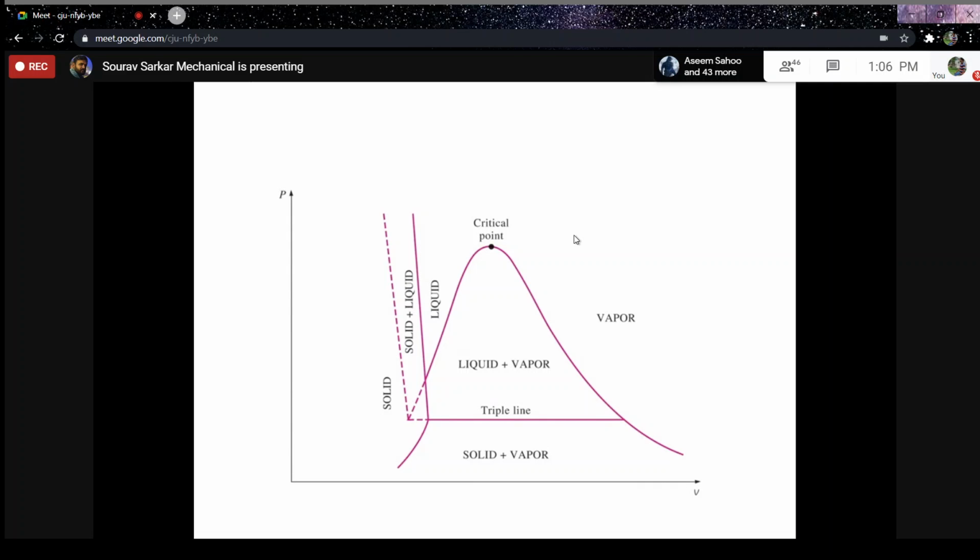We know that if you have a piece of ice at 0 degrees Celsius, and if you have a container of water, same mass at 0 degrees Celsius, which one will have higher volume? The ice.